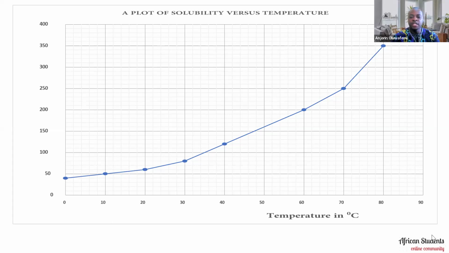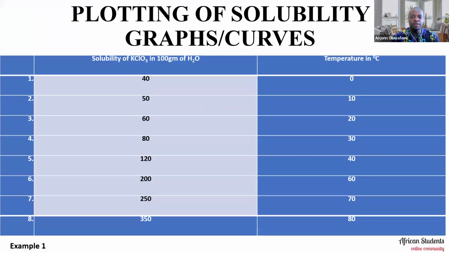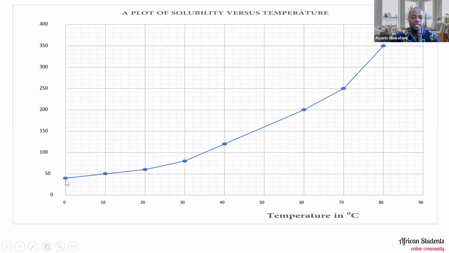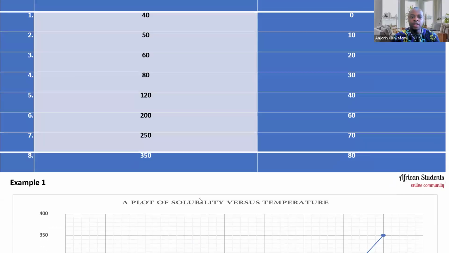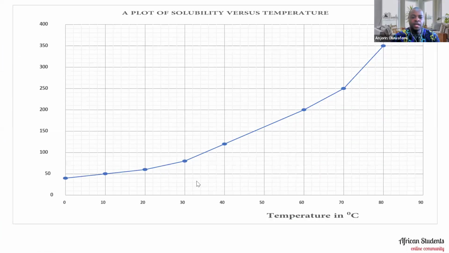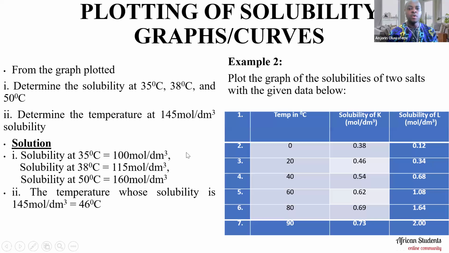So what you see basically is how to plot a solubility curve, just like what you have there at 40. It's 0 degrees Celsius. You can see that's 40, 0 degrees Celsius. And then you look at it again at 50, it is 10 degrees Celsius. So you just keep picking the points and plotting them accordingly. And that's how we plot a solubility curve.